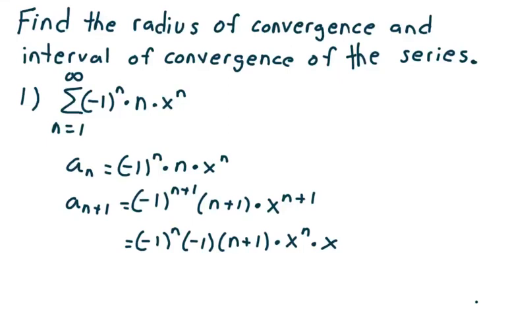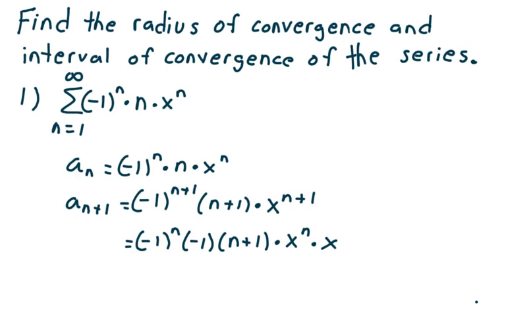The directions say to find the radius of convergence and interval of convergence of the series. Let's take a look at example 1. Suppose we have the summation from n equals 1 to infinity of negative 1 to the n times x to the n. a sub n is equal to negative 1 to the n times x to the n.